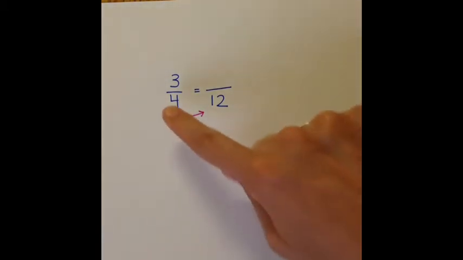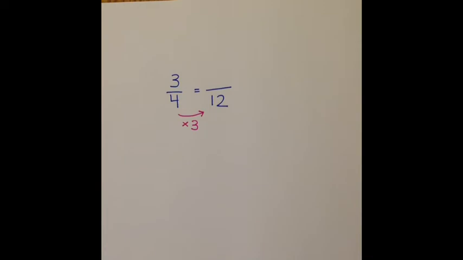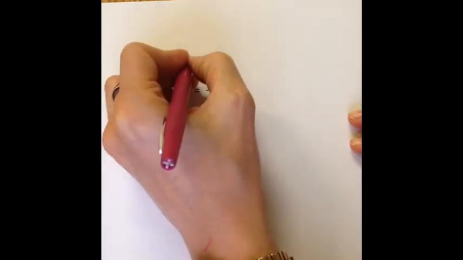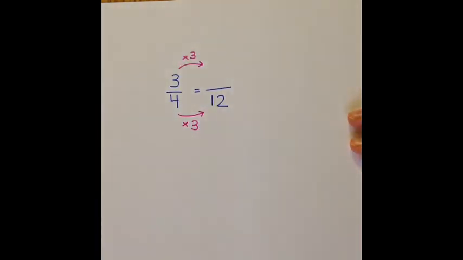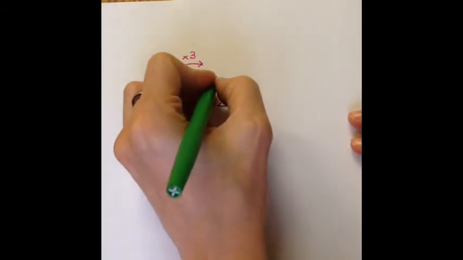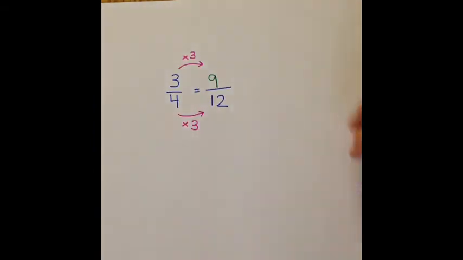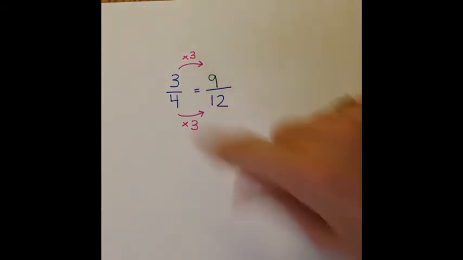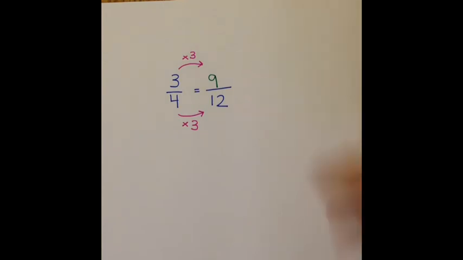If I multiply the denominator by 3, in order to keep things equivalent, I have to do the same thing to the numerator. So 3 times 3 gives me 9. And so I know 3/4 is equivalent to 9/12.